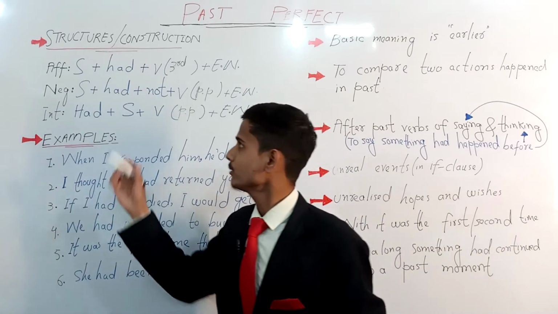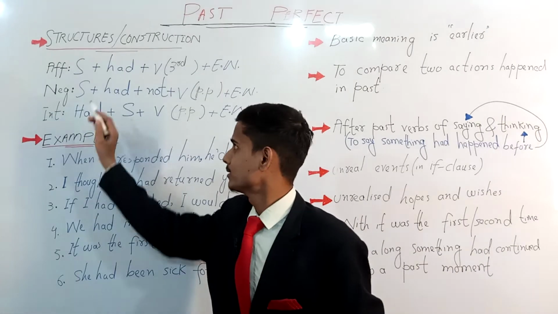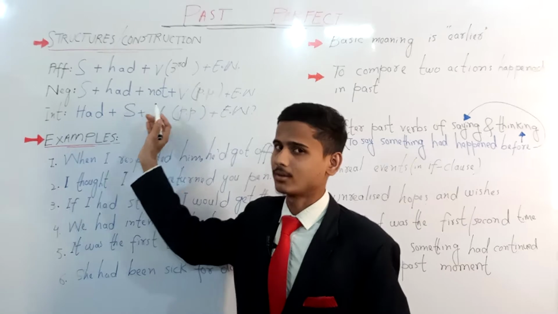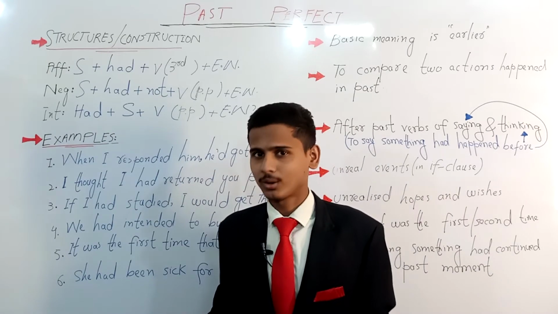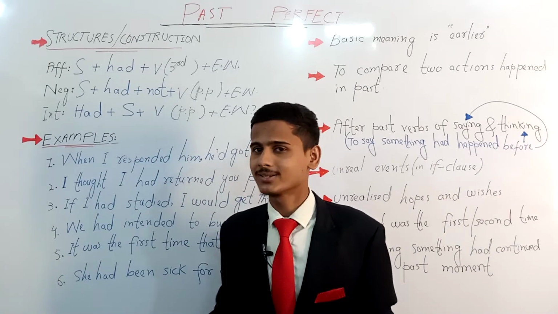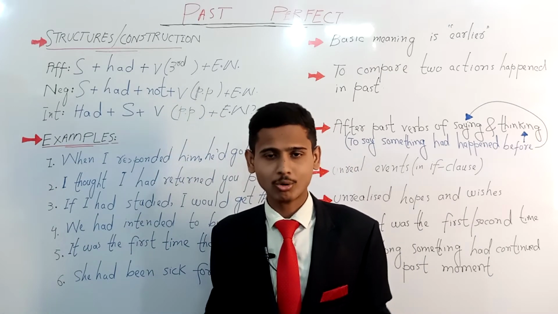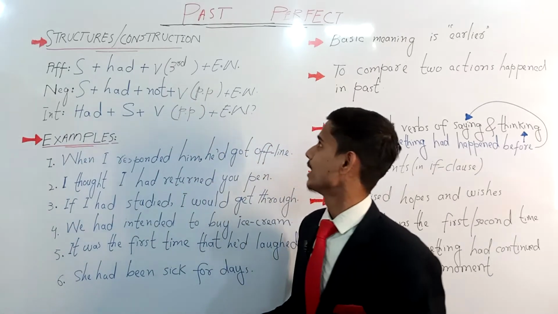Moving towards the negative structure: subject plus had plus not to show negation, since this is a negative statement, plus verb in past participle form or third form, then we have the extra word.